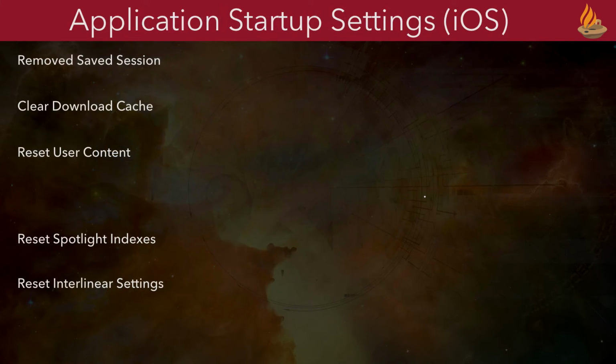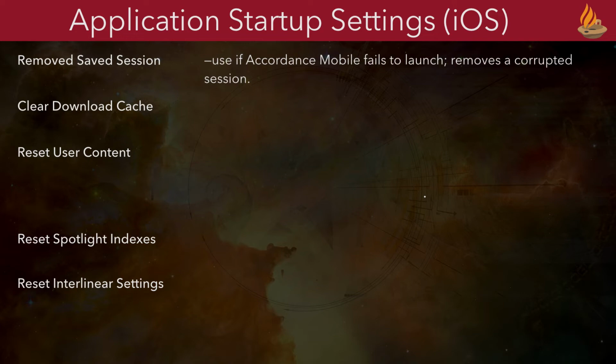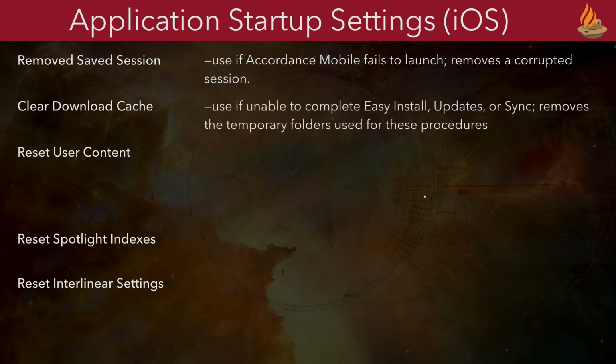Remove Save Session. Use this if Accordance Mobile fails to launch. It removes a corrupted session. Clear Download Cache. Use this if we're unable to complete Easy Install, updates, or sync. It removes the temporary folders used for these procedures.